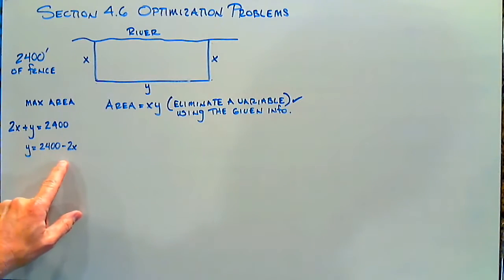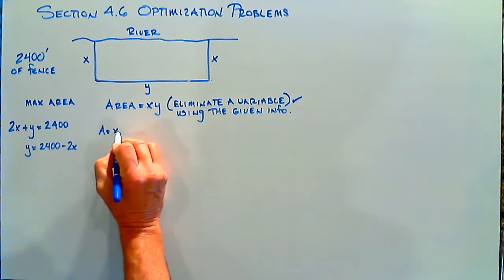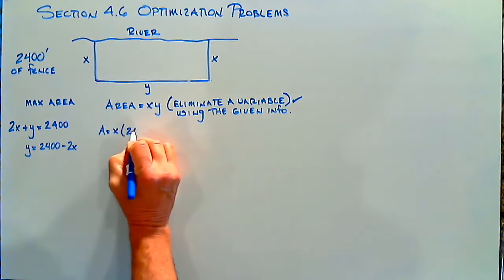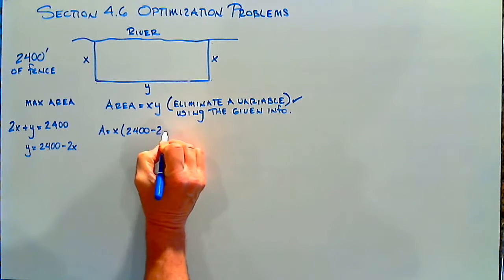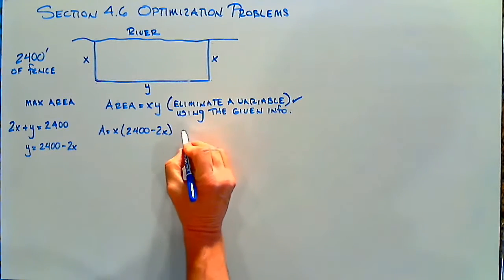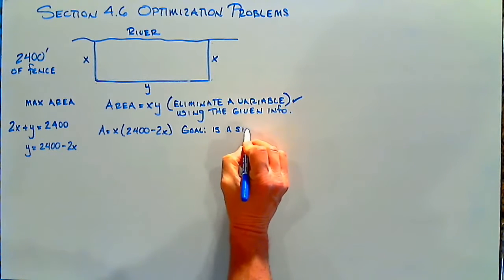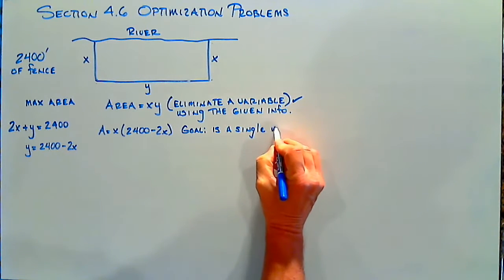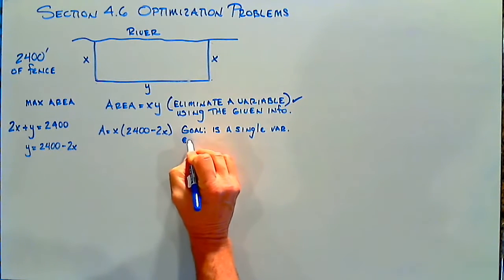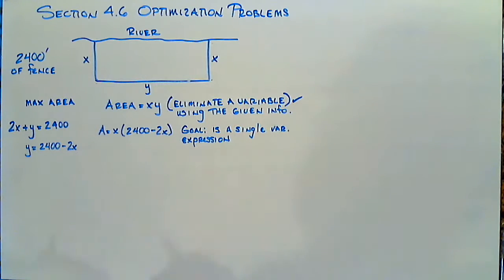We are going to be able to take this expression for y, place it back over here. I'm going to use A for area. And we're going to get x times, instead of y, we're going to have 2400 minus 2x. Now we have an expression in one variable. This is what we want. Our goal is a single variable expression. When we get there, that's when we know we have made progress. That is what we must do prior to taking the derivative.